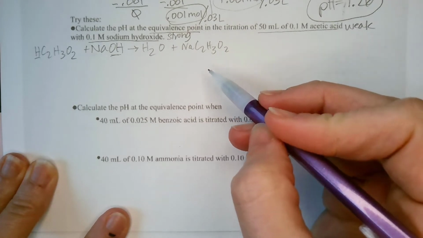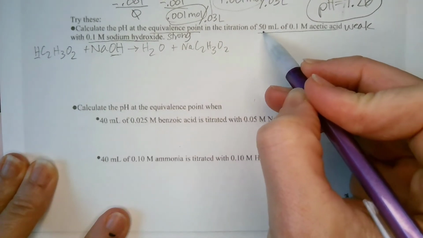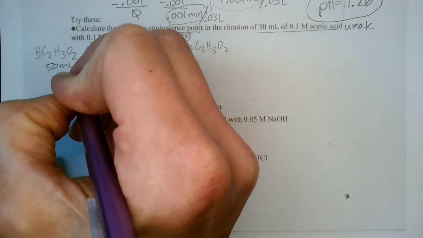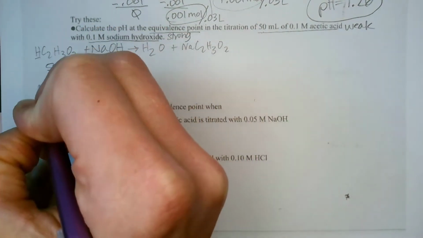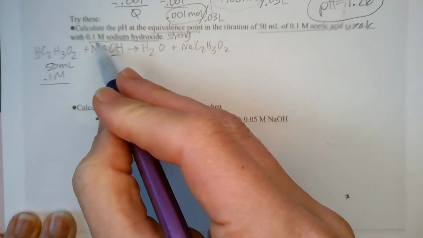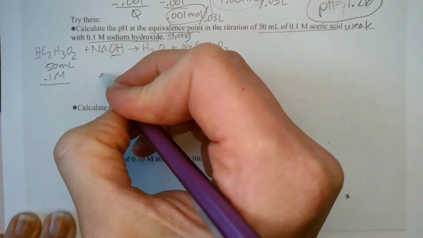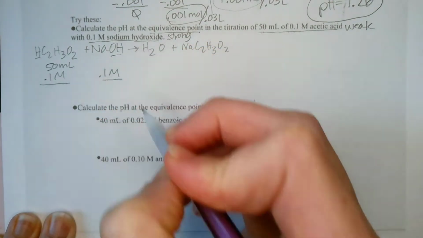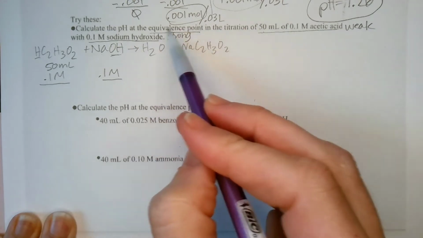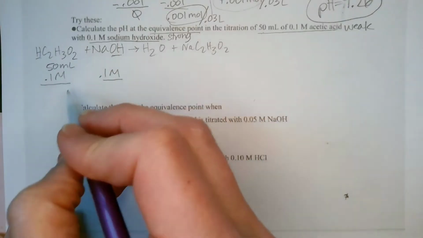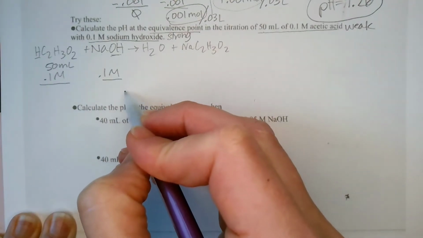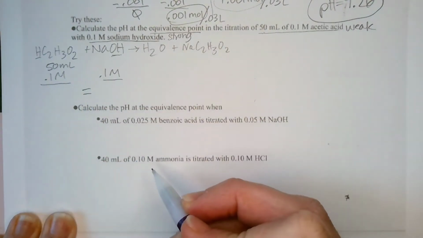So let's write down what we know, that we're given 50 milliliters of 0.1 molar acetic acid. So 50 mL, 0.1 molar. And we're also told that we have 0.1 molar of NaOH. So the definition of being at the equivalence point is when the concentration of H+ is equal to the concentration of OH-. So we need these two to be equal.